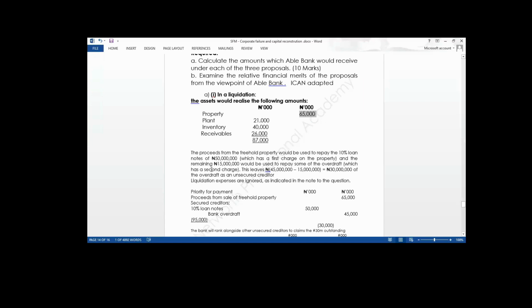And I ask a second question. Out of 65 million, we repay 50 million. We are left with what? 15 million. Look at it. The remaining 15 million will be used to repay some of the overdraft. How much is the bank overdraft?